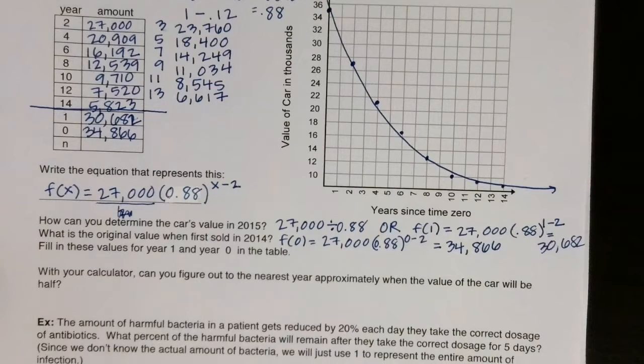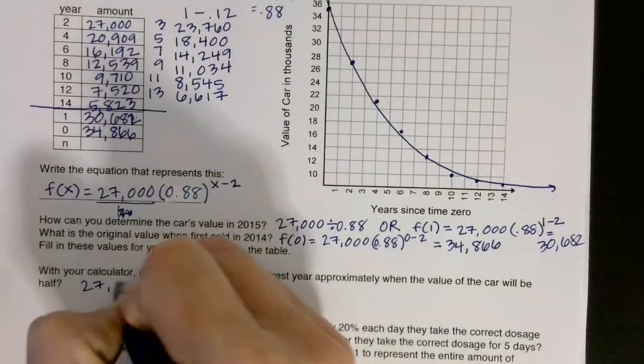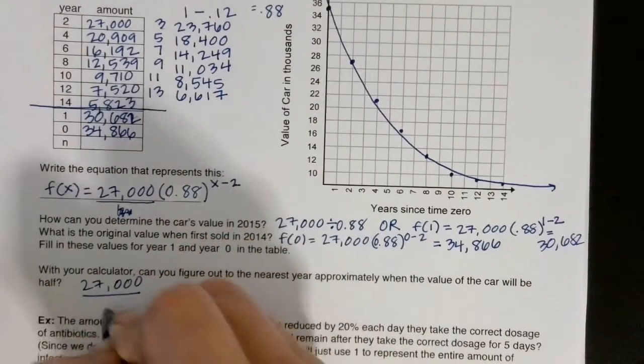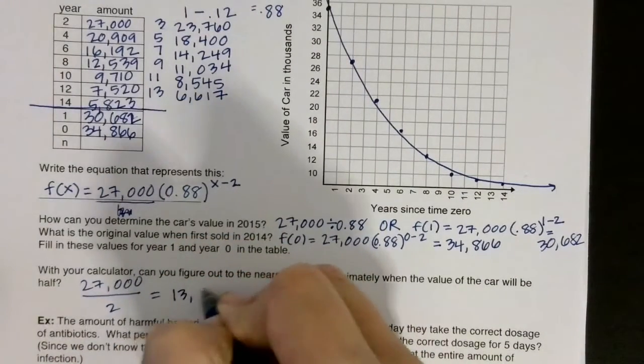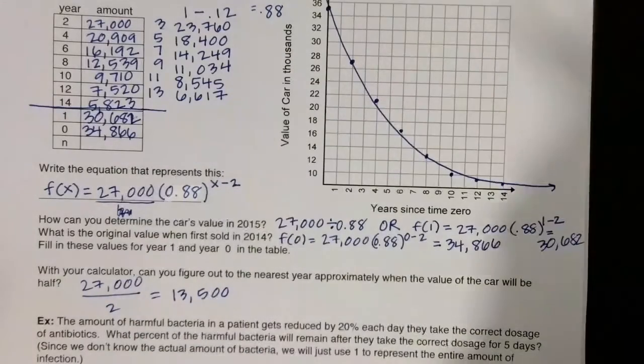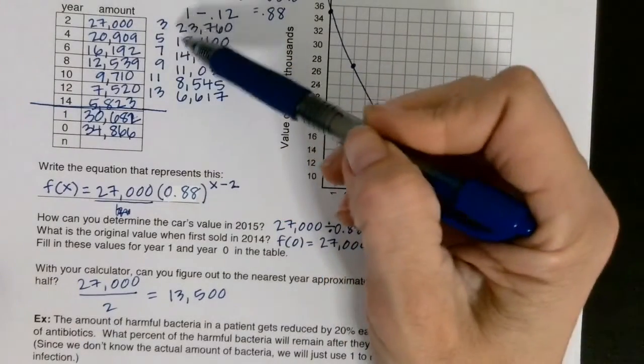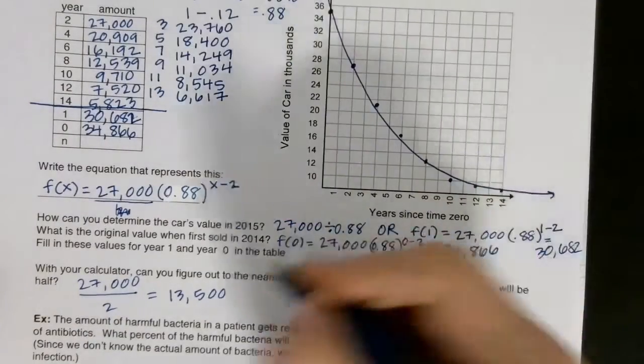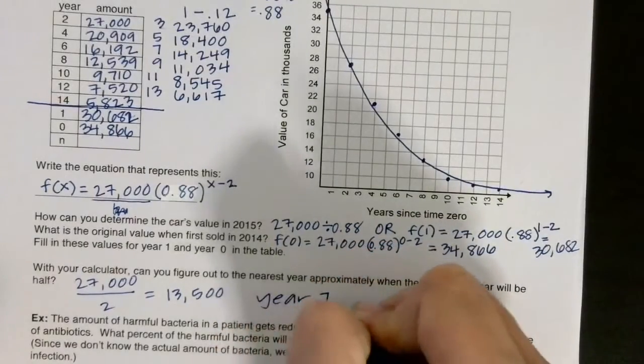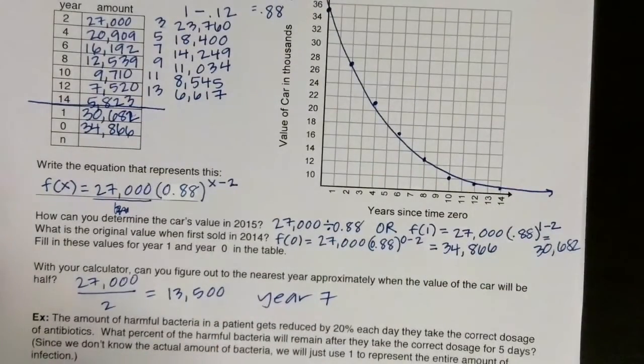Next, with your calculator, can you figure out to the nearest year approximately when the value of the car will be half? Okay, so 27,000 divided by 2 gives me 13,500. You can use your calculator for that, but let's just go ahead and look at the table. So here 13,500 is between 7 and 8, so we'll just call it year 7. Alright, so that was the car example.